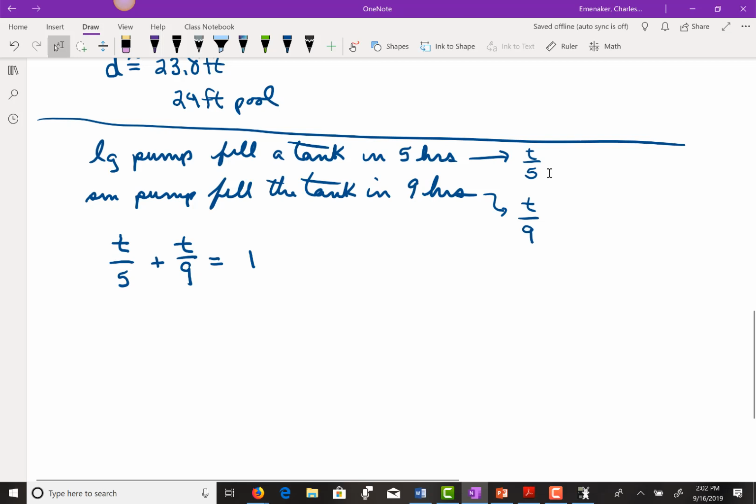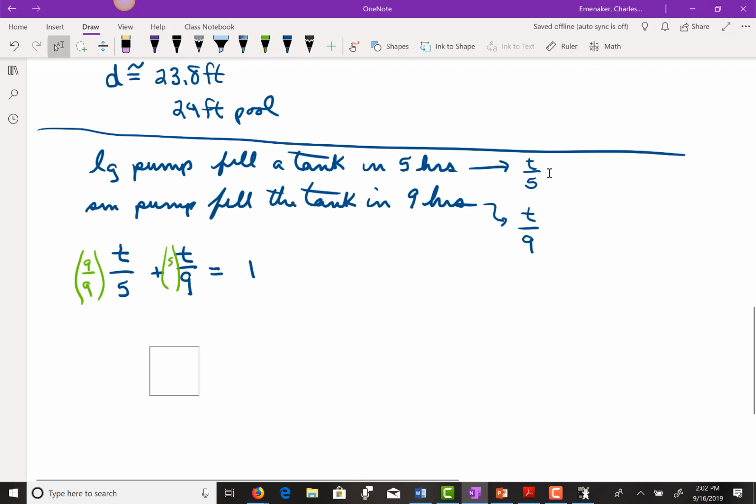Oh wow, now we have to solve for t. How would you solve for t here? Find a common denominator. That's right, find a common denominator. So that means on this first one, go multiply by 9/9. And on this second one here, multiply by 5/5. So this is going to give us 9t over 45 plus 5t over 45 equals 1. Everybody good?